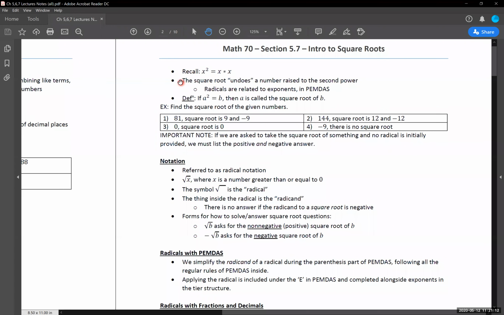Now, because radicals are related to exponents and undoing a power, we work with them in the exponents part of PEMDAS. So I've seen some people slightly alter PEMDAS to be PERMDAS, put an R right next to the E and write it out that way. You don't have to. But just know that radicals, square roots, cube roots, whatever those may be, are related to exponents as we're going through and following the PEMDAS process.